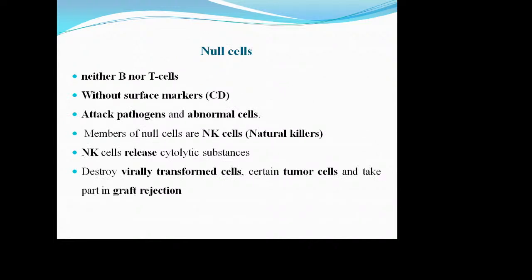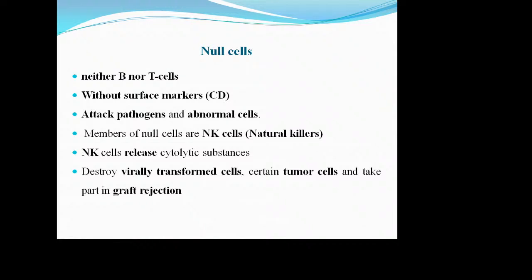We have just talked about T cells and B cells, and there is an intermediate group that is called null cells. They are neither B nor T cells. They don't have any surface markers. They don't have any CD markers on their surface. They attack pathogens and abnormal cells. By abnormal cells, I mean transformed cells like tumor cells or maybe virally transformed cells.